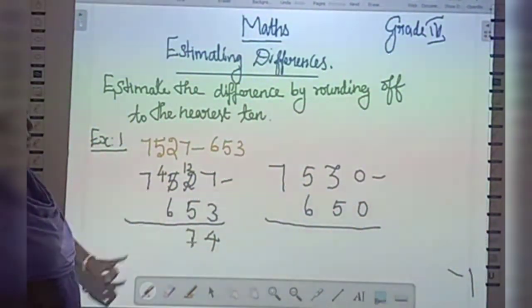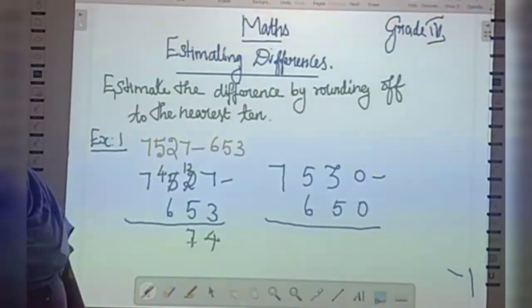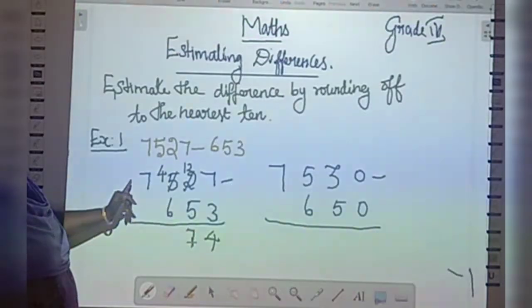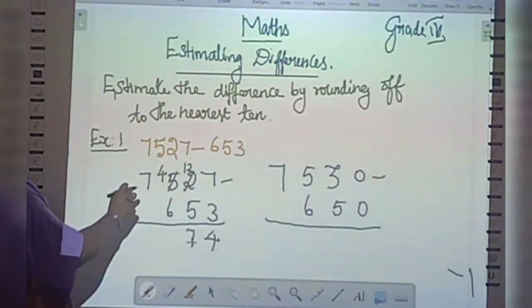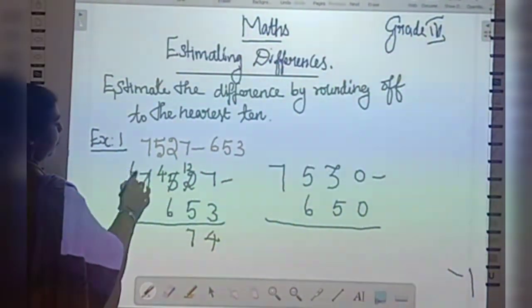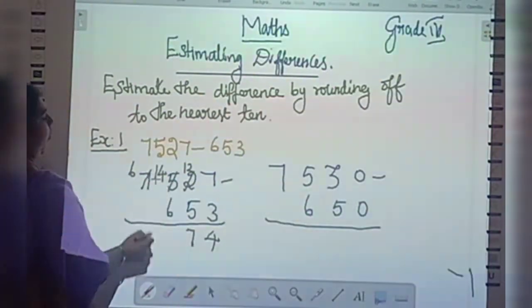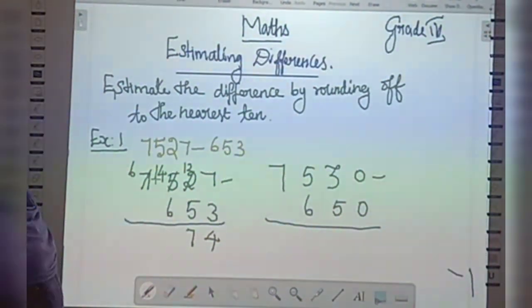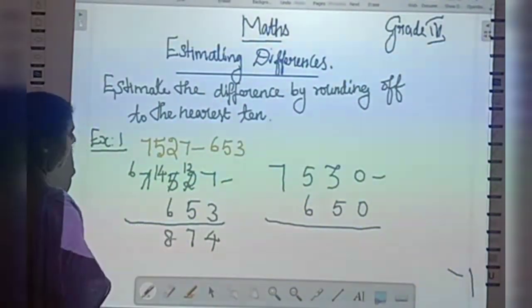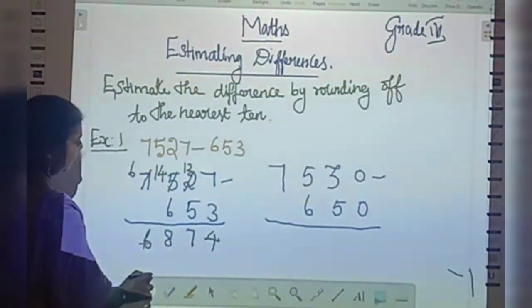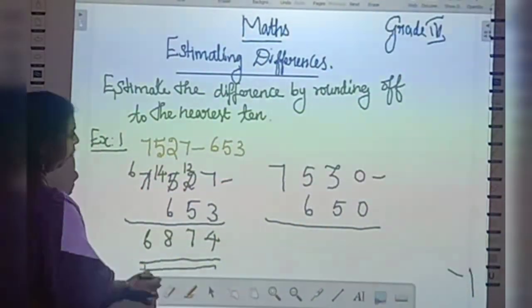Next, 4 minus 6. Is it possible to subtract? No, because this is the lower value. What do we have to do? We have to borrow from the thousands place. That means here 6, but here 14. Then 14 minus 6, how much? 8. Then 6. So this is the actual value.